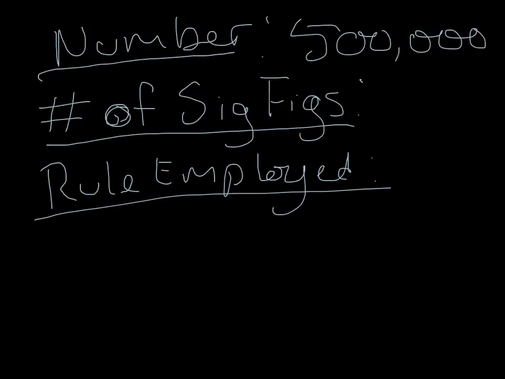The number 500,000 only has one significant figure. It's because of Rule 1. And the one significant figure is the number 5 because it's the only non-zero digit, and because there is no decimal point, none of those zeros would be significant.